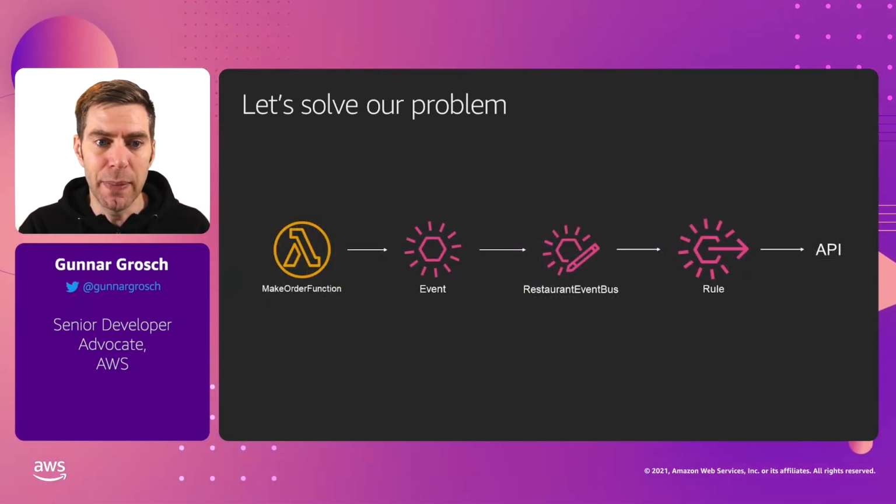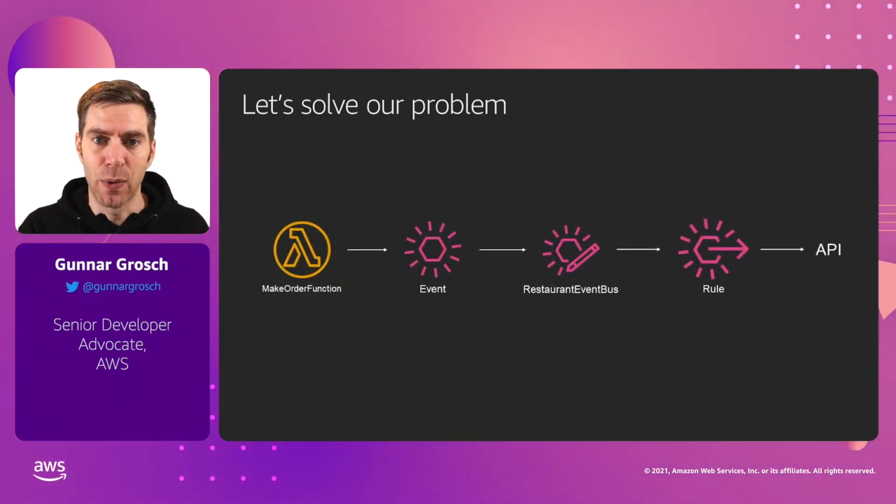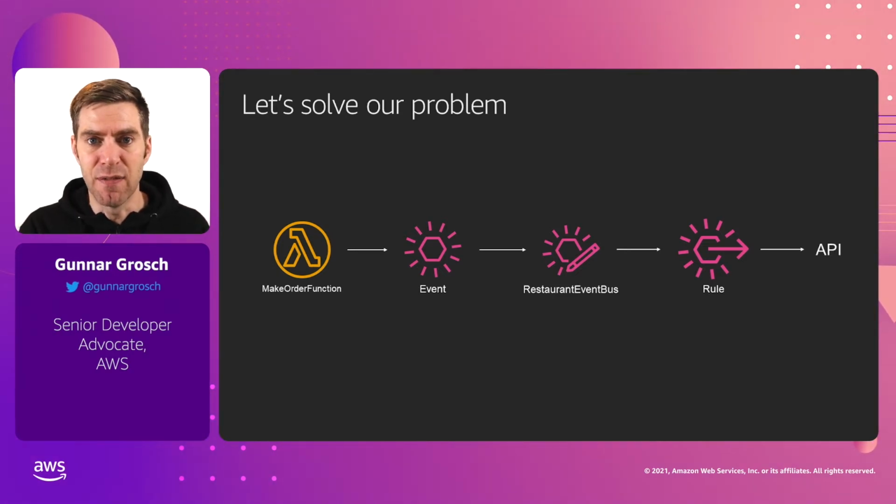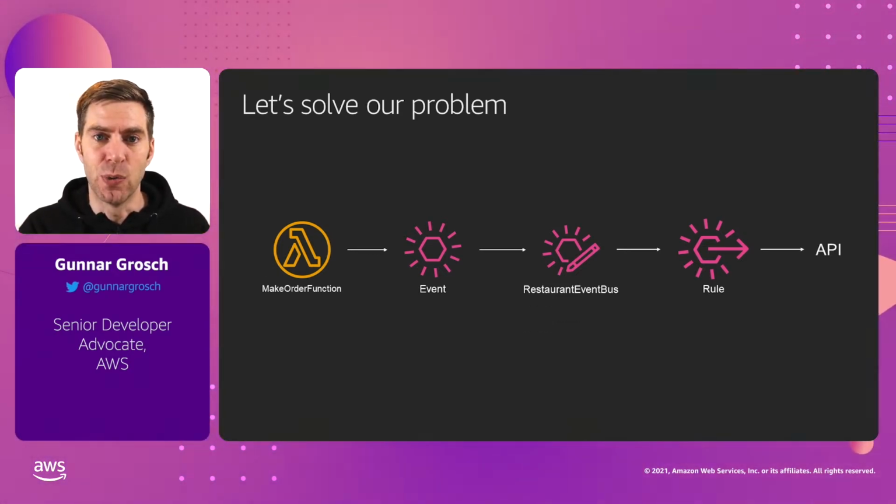So if we zoom in a bit on this, we can see that we have our Lambda function that creates an event that is put into an event bus.